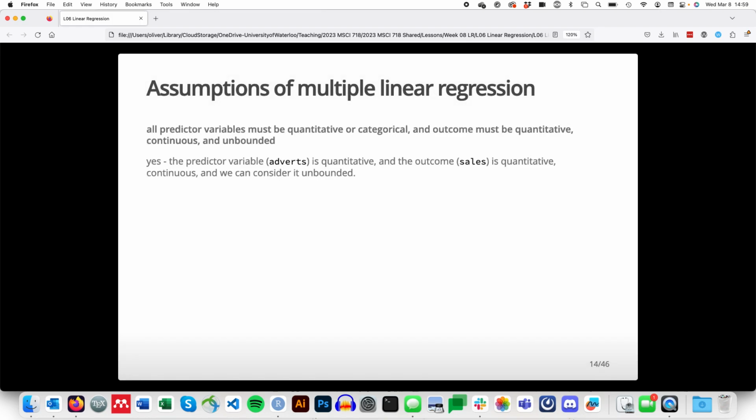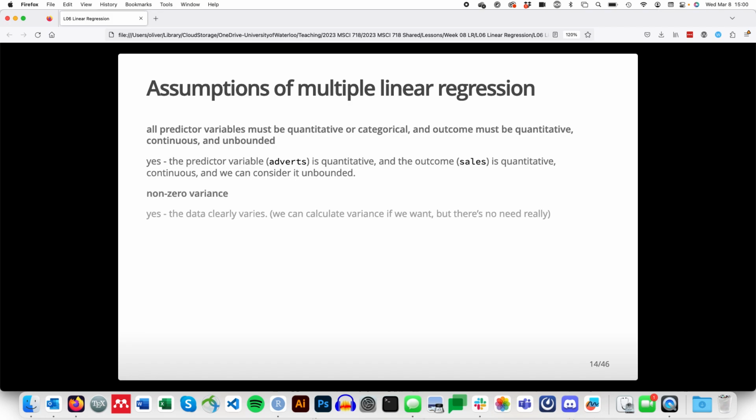So, yes, we do have them all being quantitative or categorical because we have quantitative input, and the outcome must be quantitative, continuous, and unbounded. The predictor variable adverts is quantitative, the outcome is quantitative, continuous, and we can consider it unbounded. Technically, you're not going to sell negative, make negative dollars, but given the ranges that we're talking about here, you can treat it as unbounded. So just remember, it's still living in math land, but that's good enough.